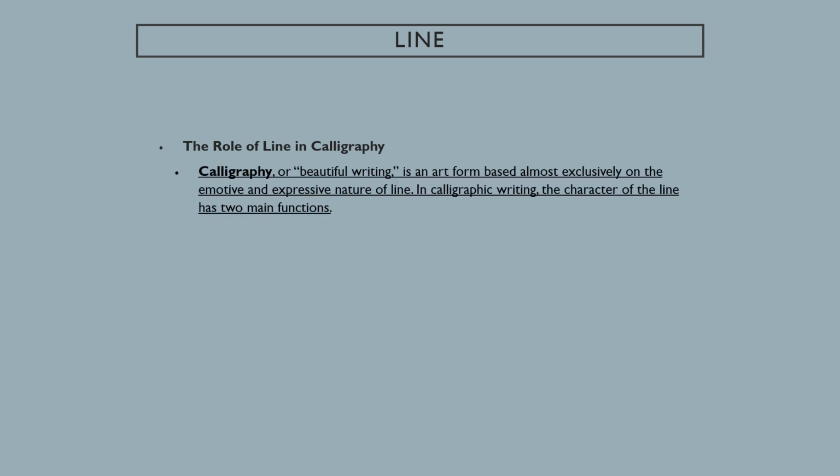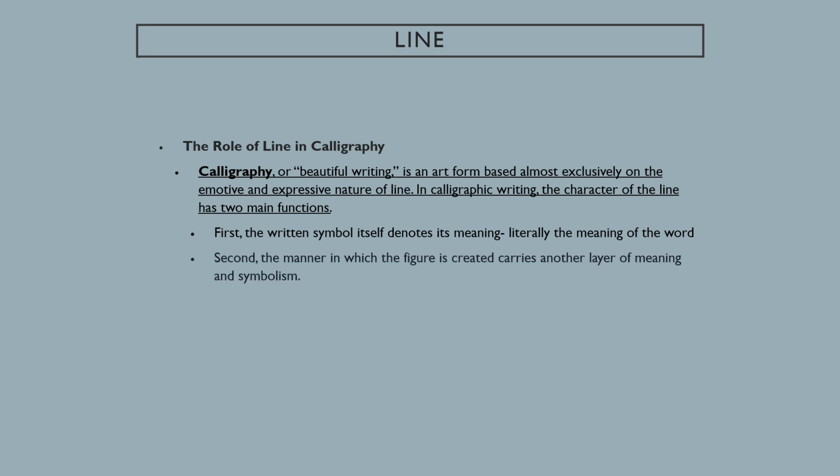So to conclude this, we're going to look at calligraphy, right? Calligraphy means beautiful writing, and it's based almost exclusively on the emotive and expressive nature of line, right? So the character of a line has two functions. First, we have the written symbol itself, which has a meaning, right? You write a word, the word means something. But then the manner in which the figure is created provides another layer of meaning and symbolism for this, right?